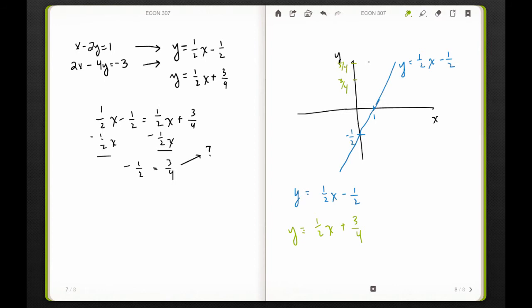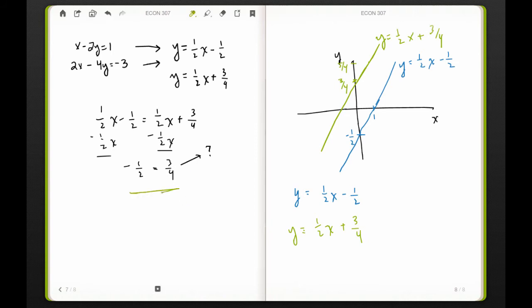So I've got my 2 points here, and now I can connect these, trying to draw as straight as possible. This is y is equal to 1/2 x plus 3/4. What happens is that we've got these two parallel lines. They're never going to cross. So you're going to get something.